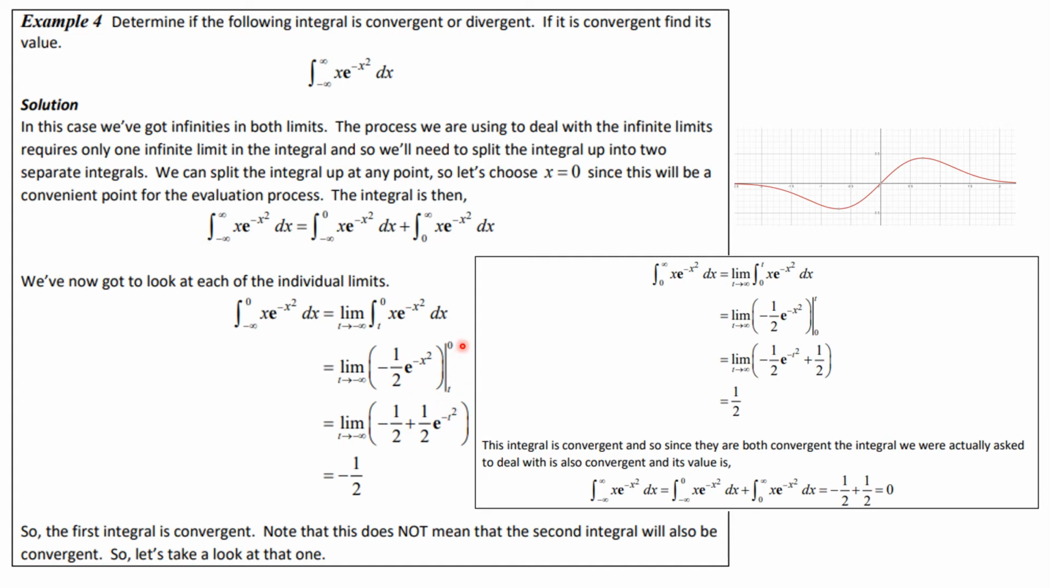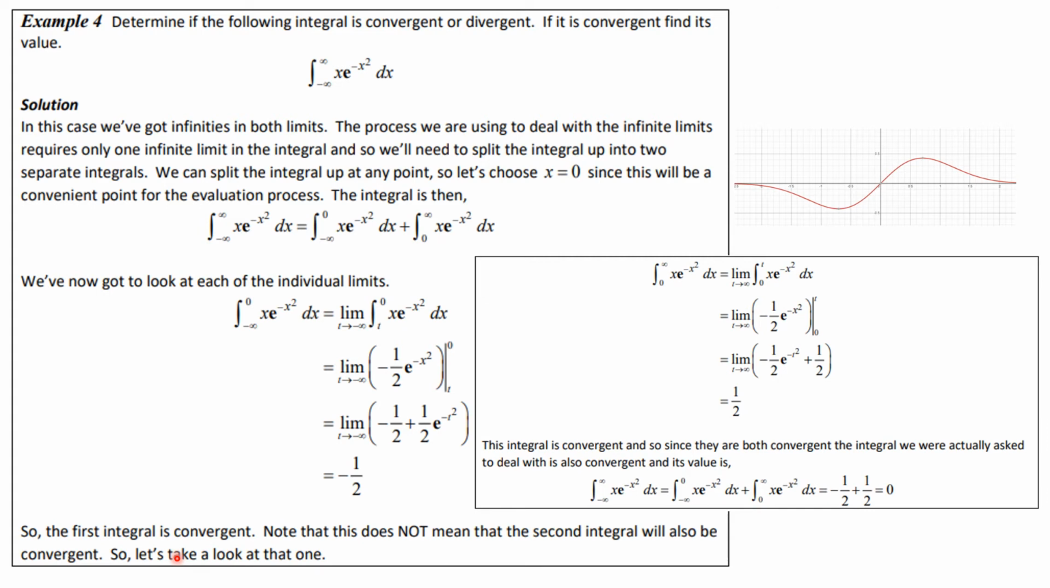I plug in 0. When you plug in 0, e to the 0 is 1, so that is just minus 1/2. But when I plug in t, I get 1/2 e to the minus t squared. But now I take the limit as t tends to minus infinity. As t tends to minus infinity, this is tending to minus infinity. That goes to 0. So this is just minus 1/2. So the first integral is convergent.